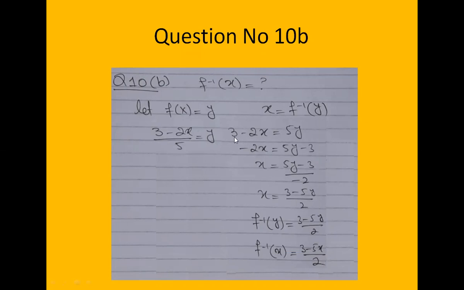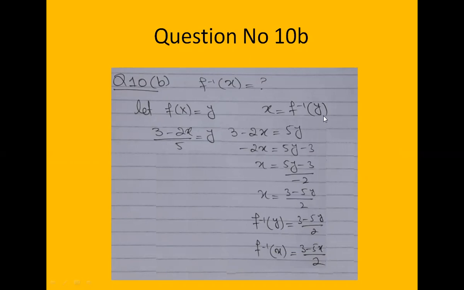Take this 5 to the other side, it will become 3 minus 2x equals to 5y. Take this 3 to the other side. Here it is plus 3, when it will go on the other side, it will become minus 3. So you will have minus 2x is equals to 5y minus 3. So x will be equals to 5y minus 3, the whole thing divided by minus 2. Give this minus to the upper in the numerator, and their order will change. This negative will become positive, this positive will become negative. So x will be equals to 3 minus 5y, the whole thing divided by 2.